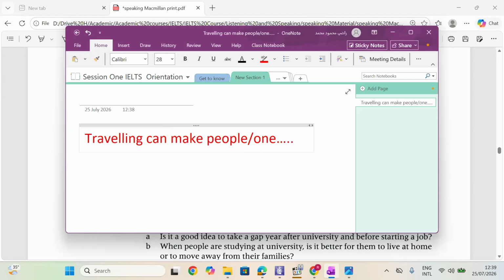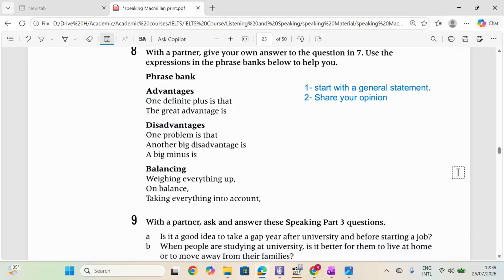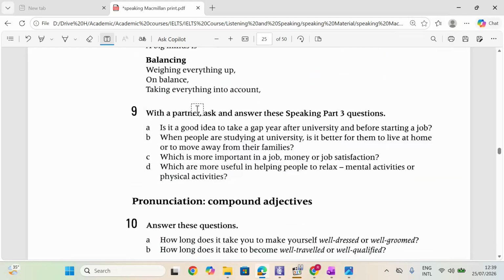Okay, thank you. Let's now move to the next exercise. Exercise 9 will be homework. With a partner, ask and answer these questions. Is it a good idea to take a gap year after university before starting a job? Do you know the meaning of gap year?